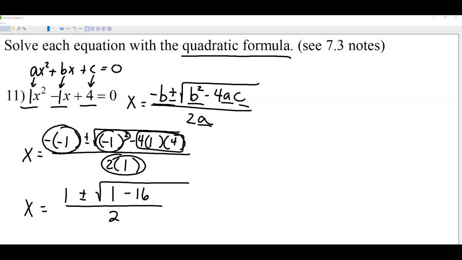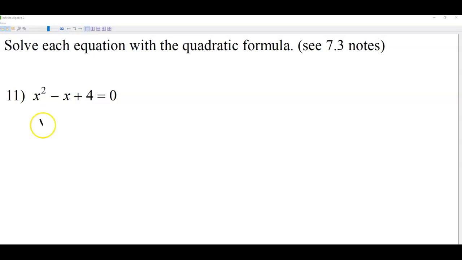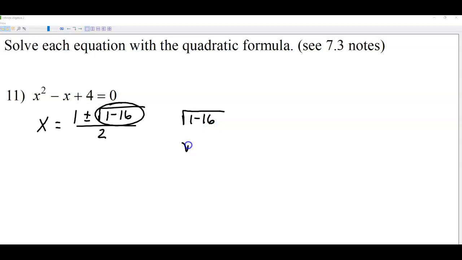All right, next thing we're going to do is take care of this square root that we have here. I'm going to rewrite it real quick. All right, so let's take care of this square root. The square root of 1 minus 16 is the square root of negative 15. 1 take away 16, negative 15. And since we have a square root of a negative number, we're going to take that negative out and put an i on the outside.